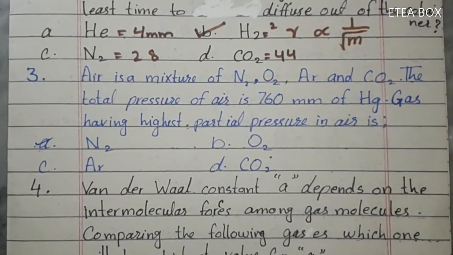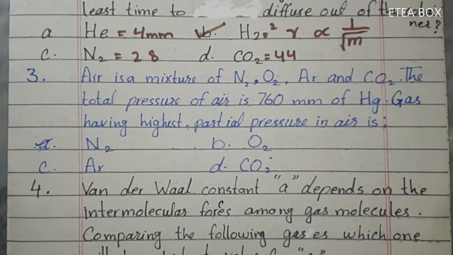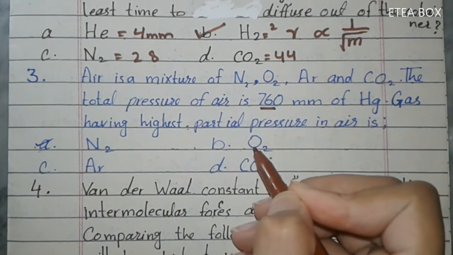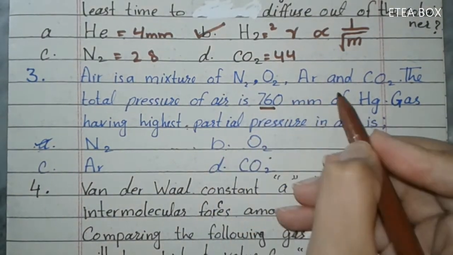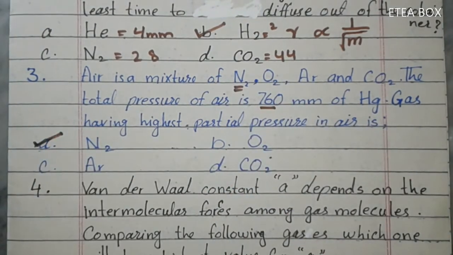Next MCQ. Air is a mixture of N2, O2, argon and carbon dioxide. The total pressure of air is 760 mm of Hg. The gas having the highest partial pressure in air is, here we know that nitrogen is 78% present in air. Nitrogen is in greater amount, so the partial pressure of nitrogen will obviously be greater.